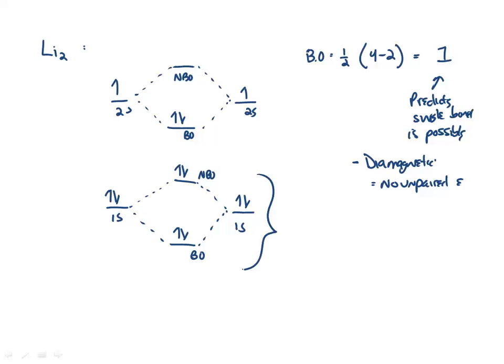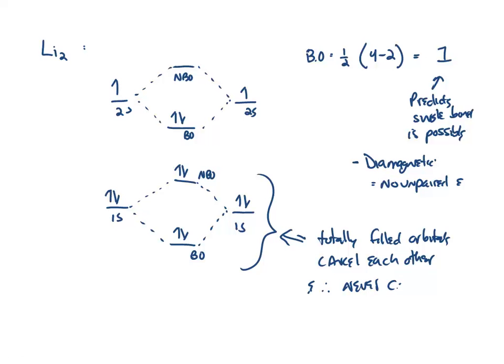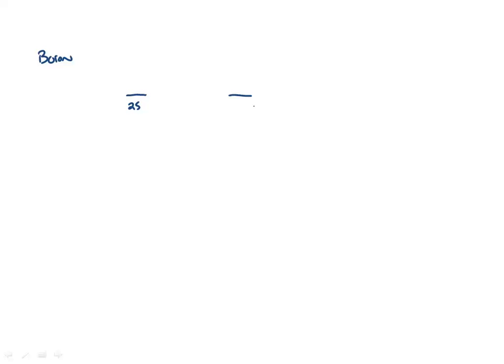And then what happens, for instance, is if I look at, say, boron. Now, I'm going to start ignoring the 1s orbitals, because one of the things you should notice is that totally filled orbitals cancel each other and therefore never contribute to the bond order, or basically what that's saying is to bonding. Meaning that we can ignore the 1s orbitals. So if I take a look at boron, I'm really just looking at its 2s orbitals.